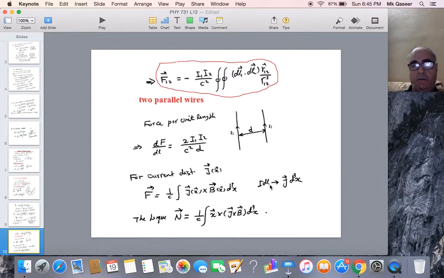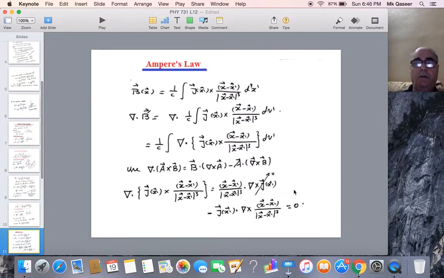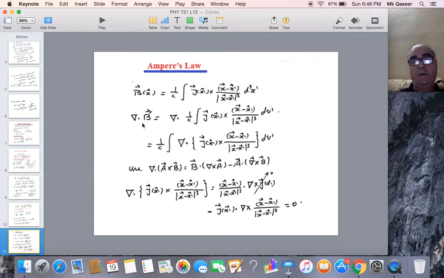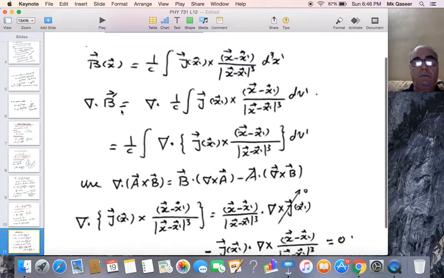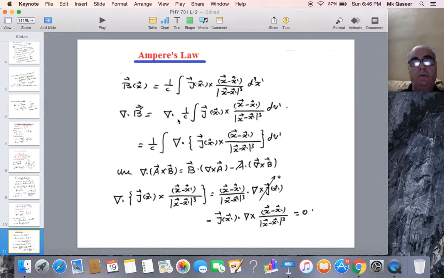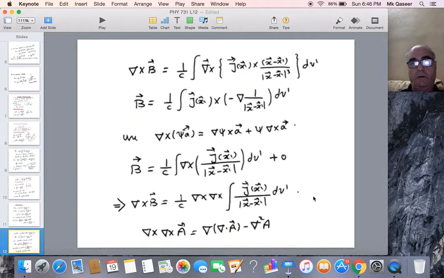Here, for a distribution J, we have to convert I dl into J d3x. Now let's prove that the divergence of B is 0. This is the Biot-Savart law. So we have to act on it by a divergence. This is on the primed variable. Now using this relation, and noting that the curl of the unprimed on J gives us 0, and the first term also gives 0, we finally get 0. The integration of 0 is 0.